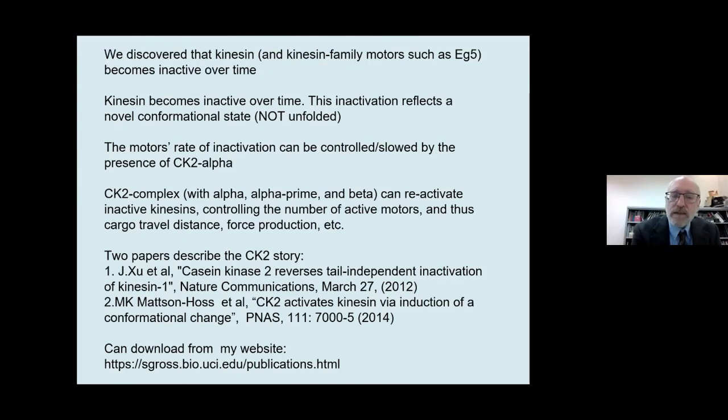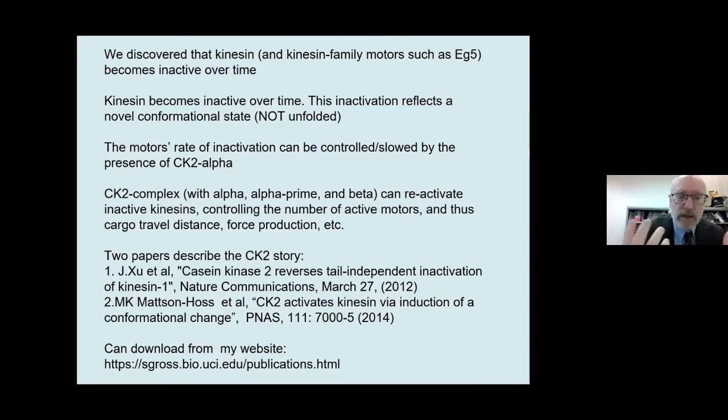So CK2 alpha, basically, the more CK2 alpha you have around, and I should say CK2 is a complex of CK2 alpha, CK2 alpha prime, and CK2 beta. It's a tetramer. I think it may have 2 CK2 betas, although I'm not absolutely sure.